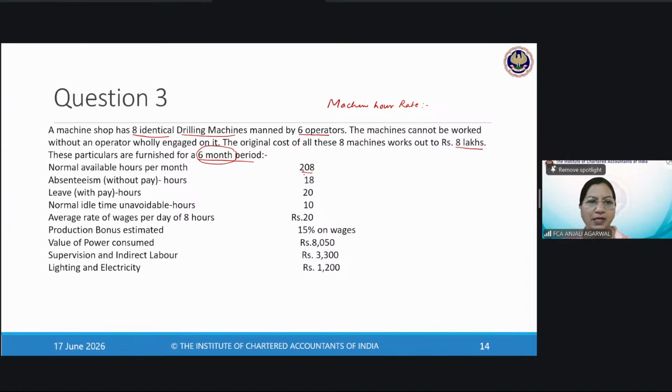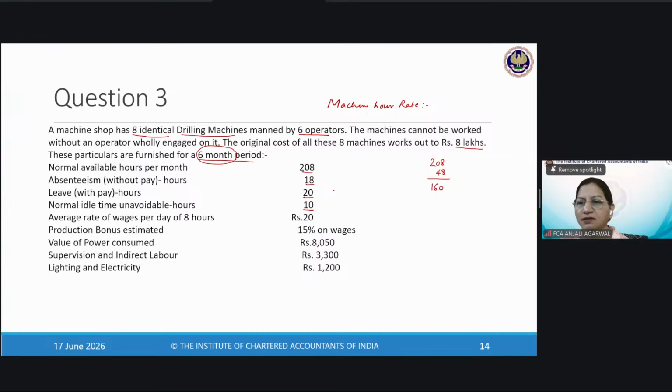Absenteeism without pay for hours 18. That means payment will go for these 18 hours. It will not go for these 18 hours. However, leave with pay is 20 hours. And normal idle time, which is unavoidable, is 10. Indirectly, we are saying that out of 208, the payment will go for 190 hours for the operators.